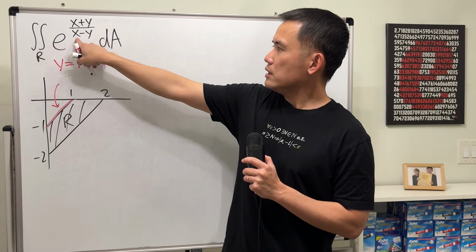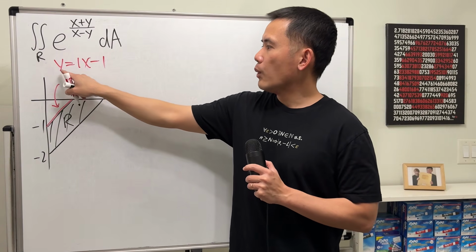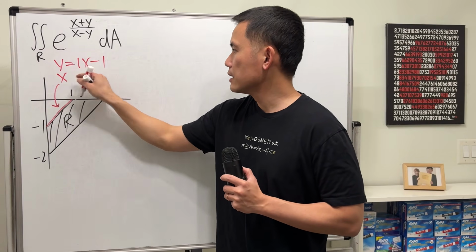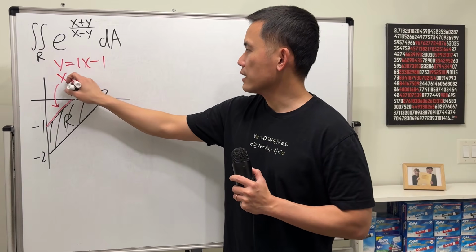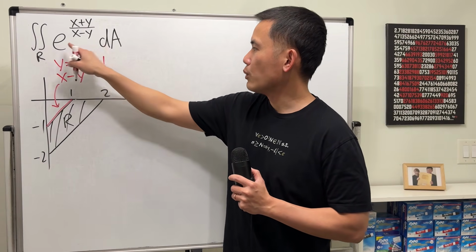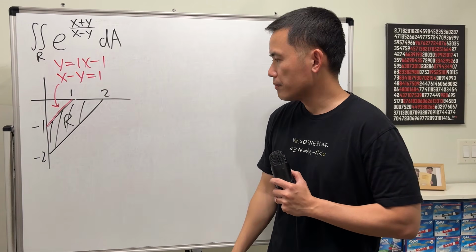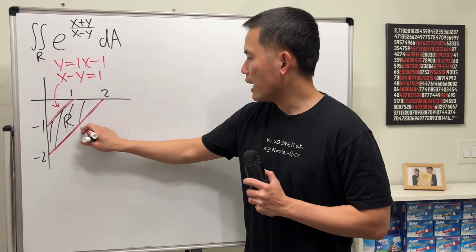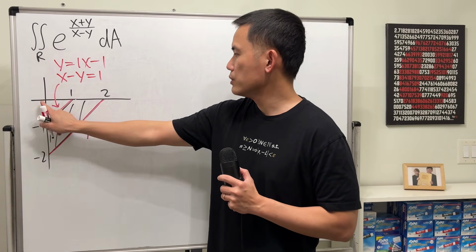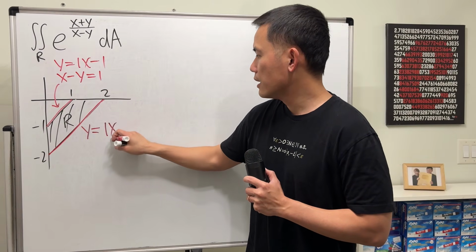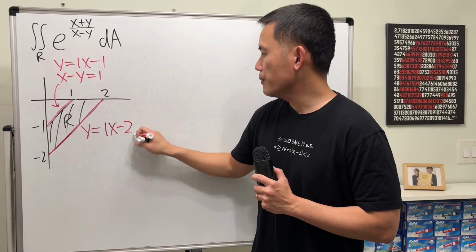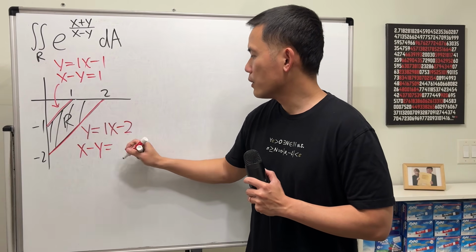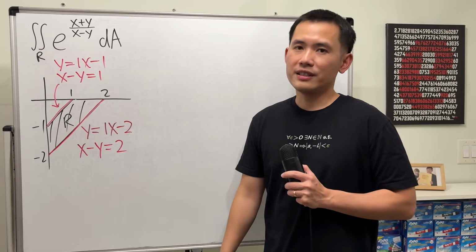Now, because we have x minus y here, I want to write this equation with x going first. So we have x, and then I will bring the y to the other side, minus y, and then I will add 1 to the other side. So that's equal to 1. Similarly, for this one, y equals, the slope is 2 over 2, so it's 1 again. And then the y-intercept is minus 2. And then again, keep this x here, subtract y equals, bring the 2 to the other side, just like that.